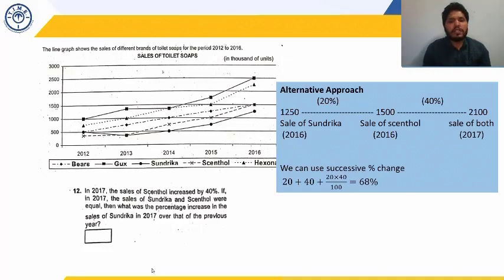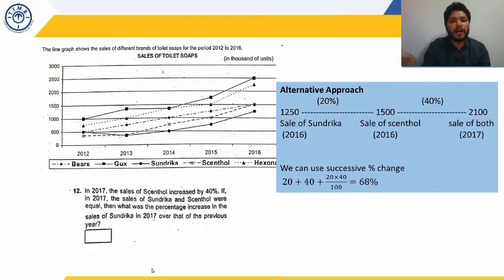What we have done, the sales of Sundrika in 2016 is known, the sales of Synthol in 2016 is known, and we know that the sales of Synthol increased by 40% in 2017 as compared to 2016. So it becomes 2100. And the sales of Synthol and Sundrika both are same in 2017. So the sales of both is going to be 2100. So how much percent the sales of Sundrika increased from 2016 to 2017?